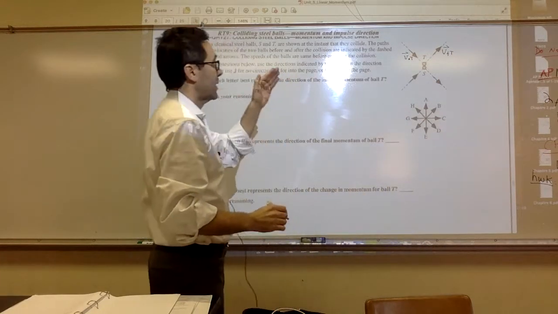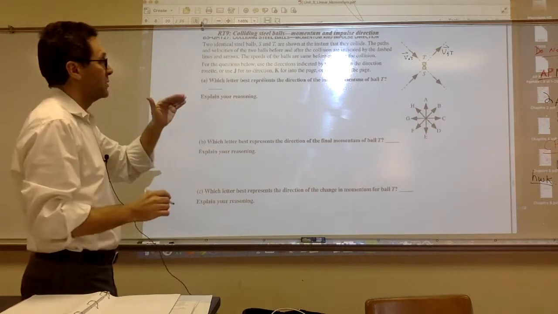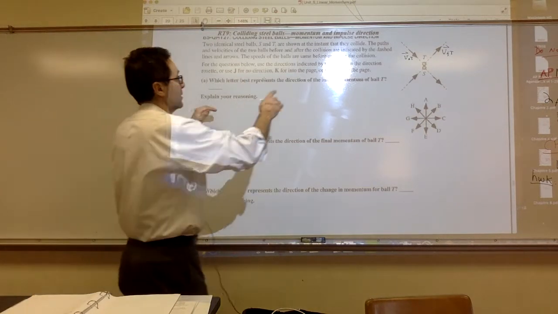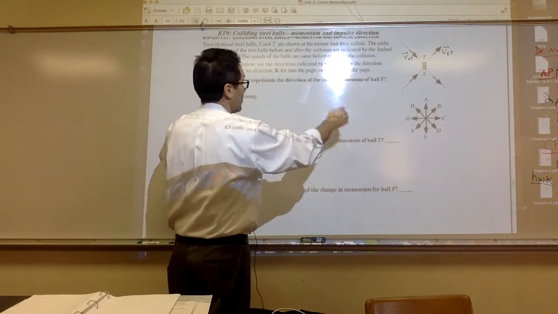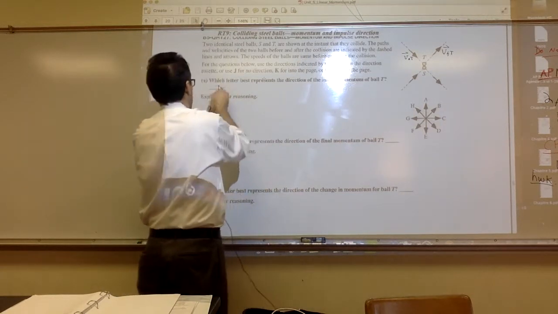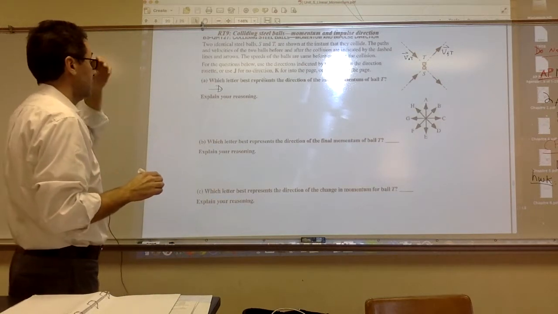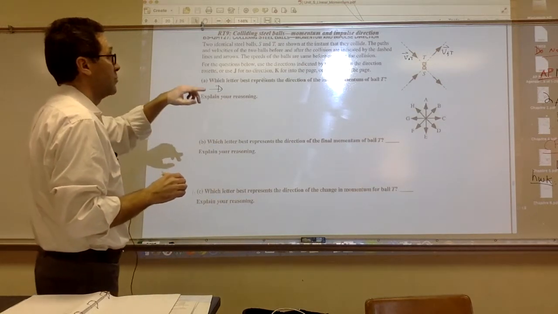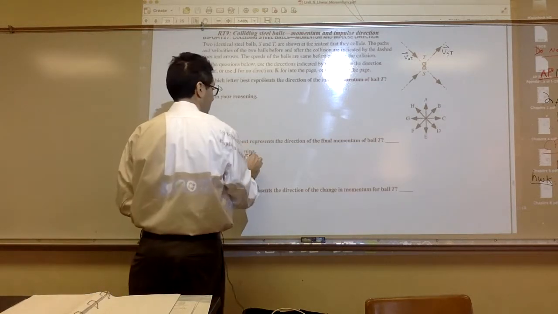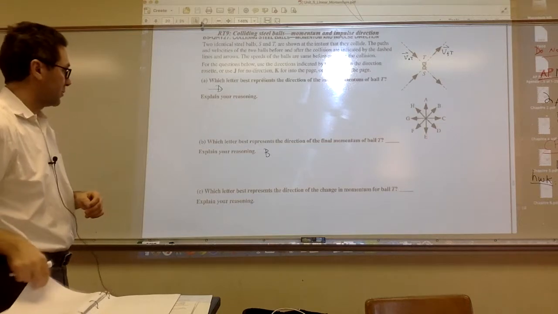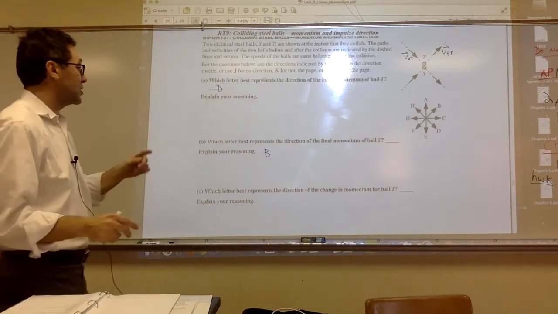Okay, momentum and velocity have the same direction, because the mass is positive. So when the ball T is coming, it's going in direction D, okay? And I think I just said the explanation verbally just now. I'm not going to write it down. The final momentum of ball T is going to be B, okay? Which letter best represents the direction of the change in momentum of T?